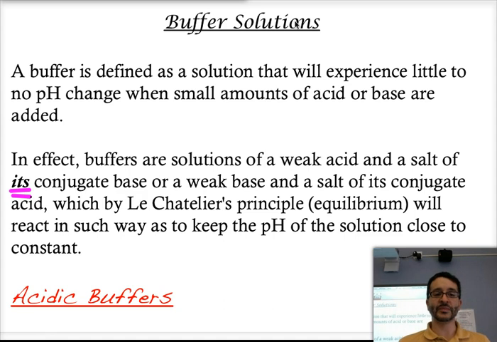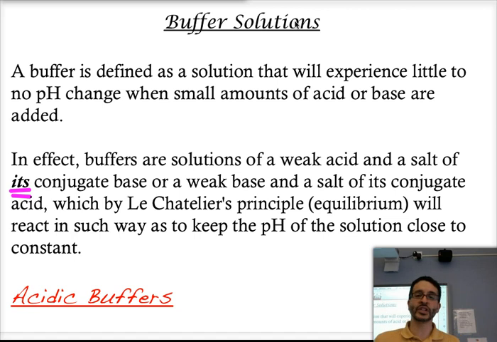hydroxide that was added. But if you do that to the same volume of a buffer solution, and let's say that the buffer had been at 7, the pH change will probably be in the hundredths of a pH unit, as opposed to several different pH units.